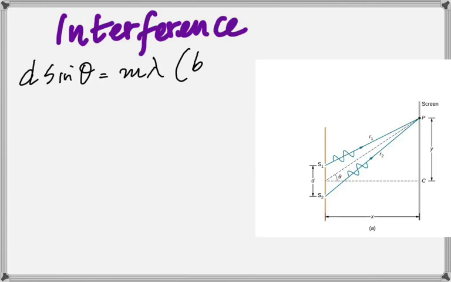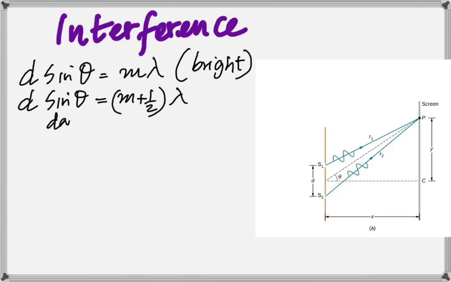Okay, what are the values that m can take? If it takes value 0, you're talking about the central bright band. Just remember that. So that's the condition for brightness. What is the condition for darkness? M plus 1 half lambda. That's the condition for darkness.